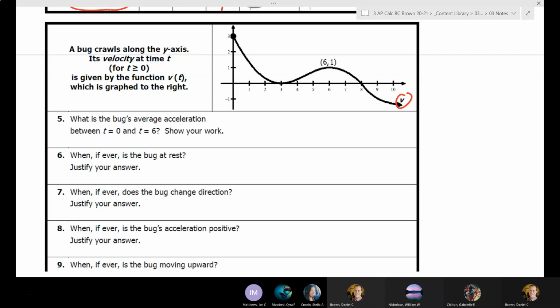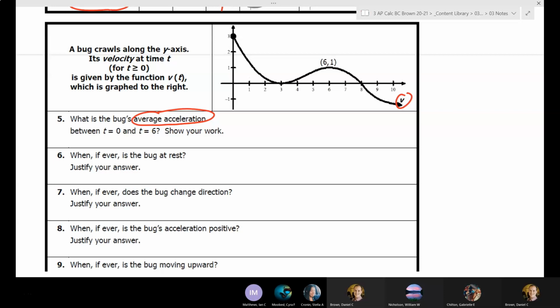This is like looking at the first derivative. And we might be answering questions about the original function, or we might be answering questions about the second derivative. Number 5, it says, what is the bug's average acceleration? So big clue here, when you see average acceleration, that's asking you to just find a regular old school slope. This was actually a question on a pre-response question on the AP exam. They asked you to show your work. So it's just old school slope, but you need to understand that context.